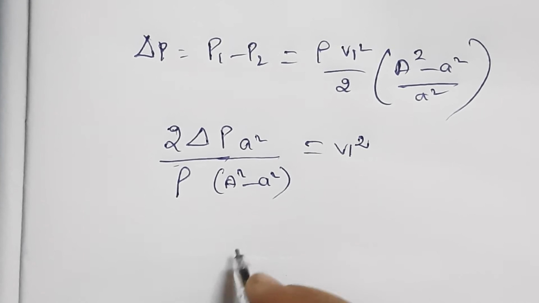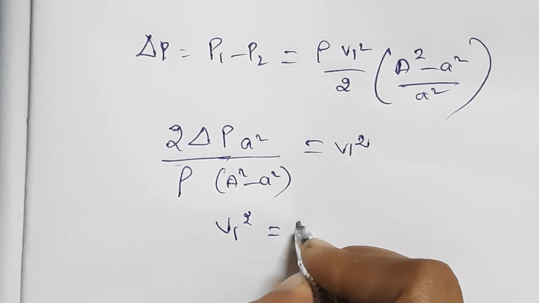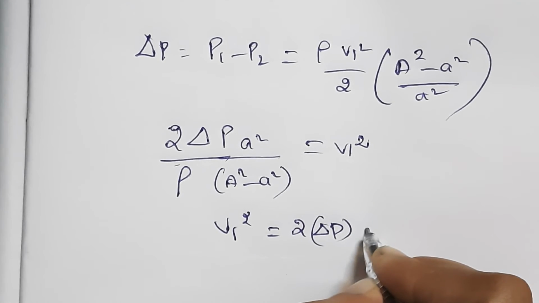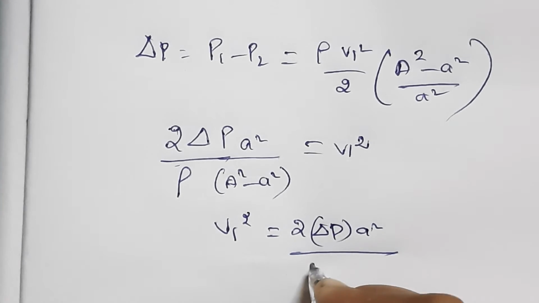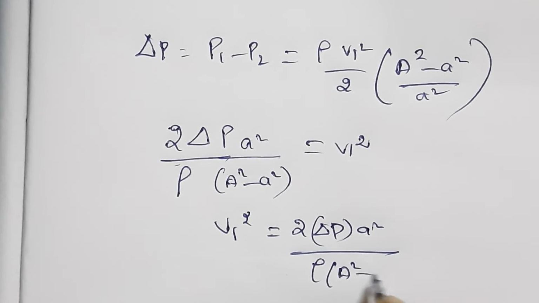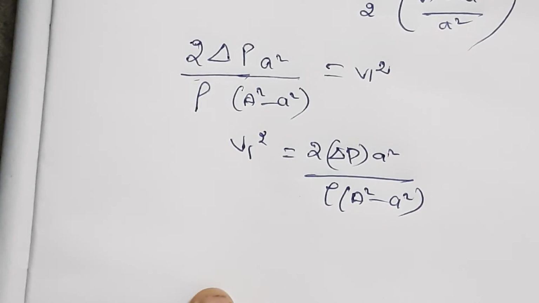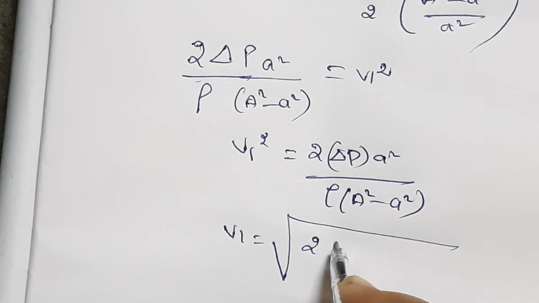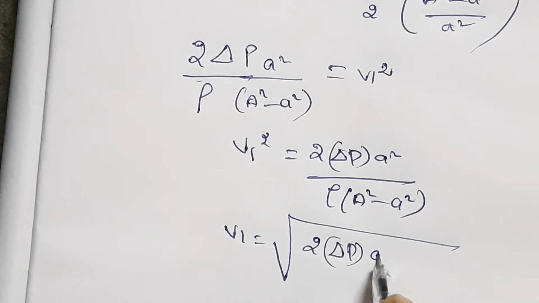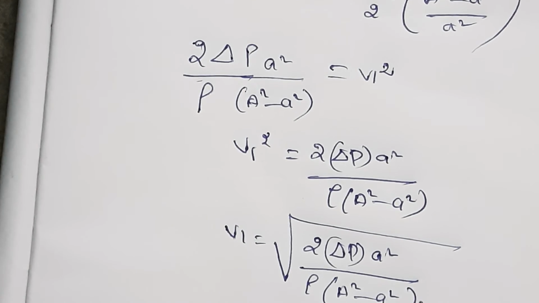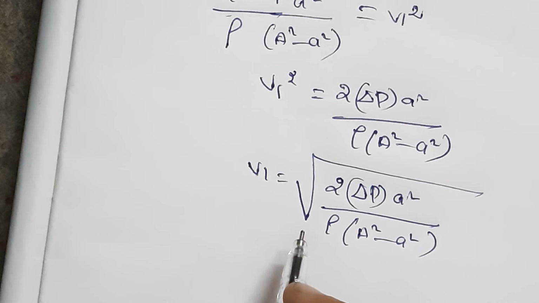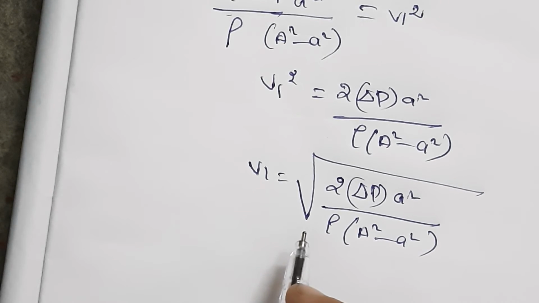So how can we write? V1 square is equal to 2 delta P a square divided by rho into A square minus a square. So from this, what is V1? V1 equal to square root of 2 delta P into a square divided by rho into A square minus a square. So this is the velocity or the speed of flow of liquid at the wide end of the tube.